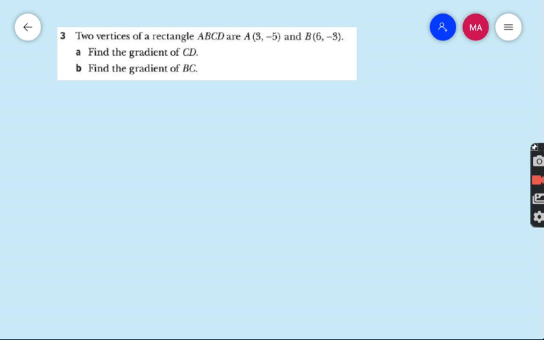See question number 3. Very easy. Two vertices of a rectangle ABCD are A(3, -5) and B(6, -3). Find the gradient of CD. Find the gradient of BC. Very easy. First, draw a rough rectangle. Rough rectangle means not drawn to scale, just a rough rectangle.